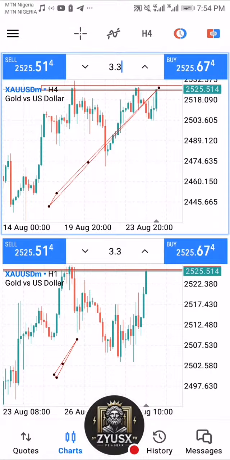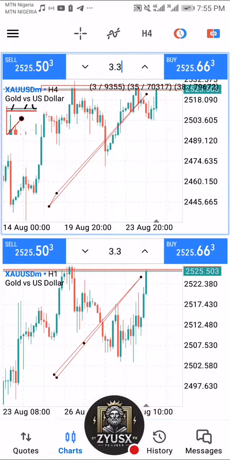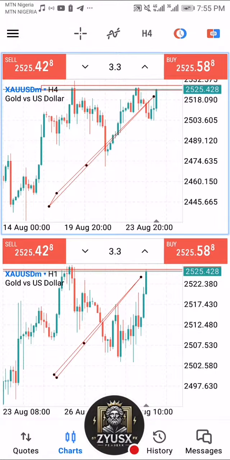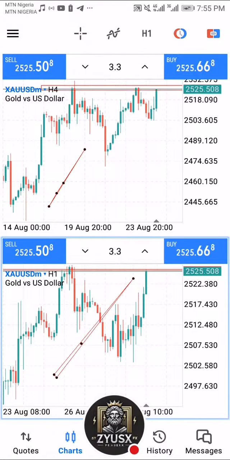So I'm just waiting for this 1 hour candle to close. If the 1 hour candle closes below, we are good for sells. But if it breaks above, we'll only be focusing on buys. That's all I'm waiting for. That's what's holding me. So 5 minutes before this candle close.